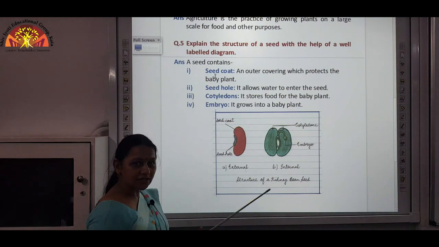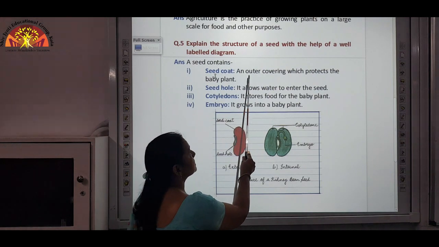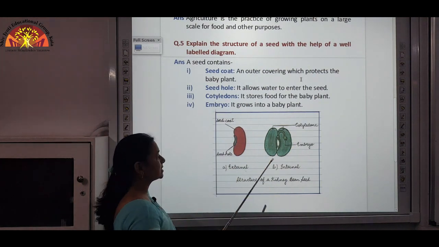And what are the functions of these 4 parts? The function of seed coat is, it is an outer covering which protects the baby plant. What is this seed?